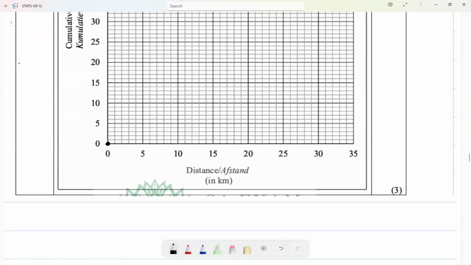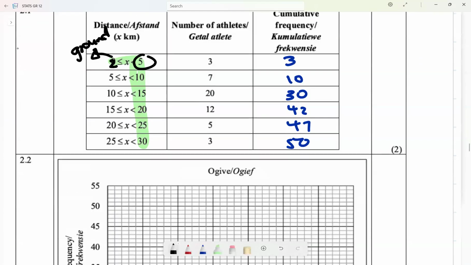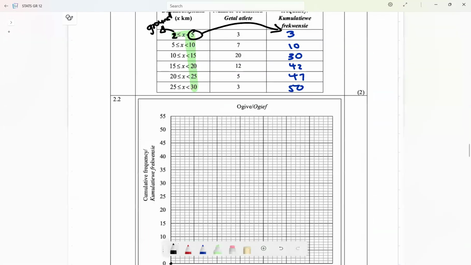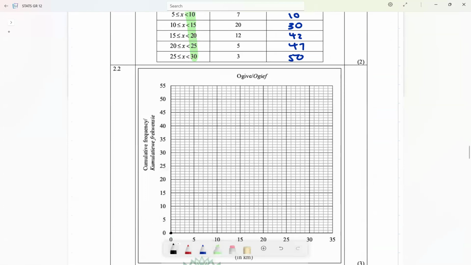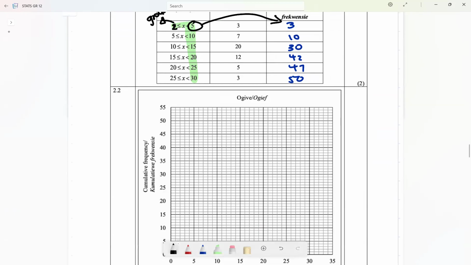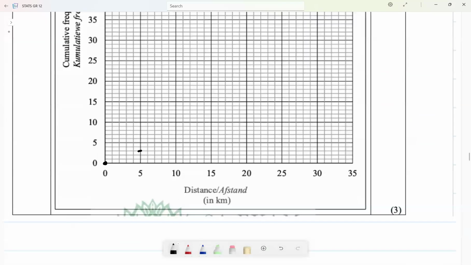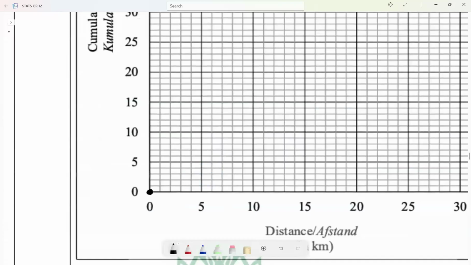And then we say 5 goes with 3. This is cumulative frequency, so 5 goes with 3. And then 10. I'm looking at these guys. 10 goes with what? Can you see 10, 10? So let me quickly do that. 10 and 10. Zoom so that I plot beautiful stuff. 5 and 3, 10 and 10.